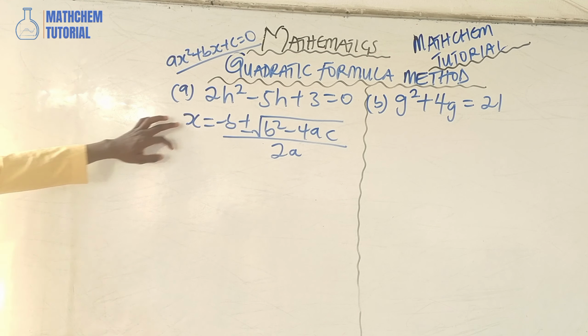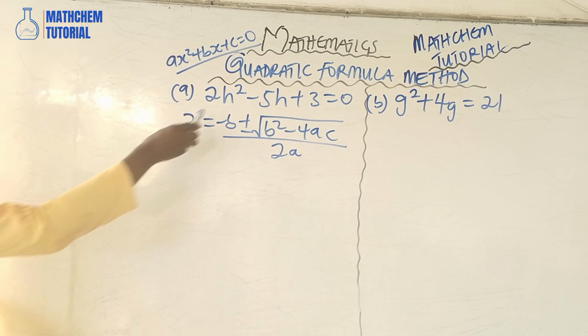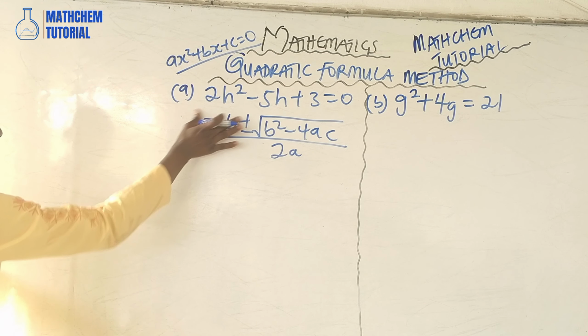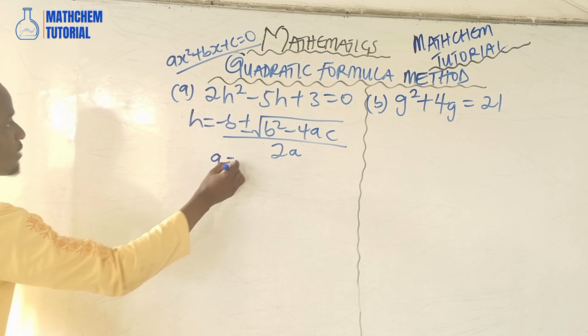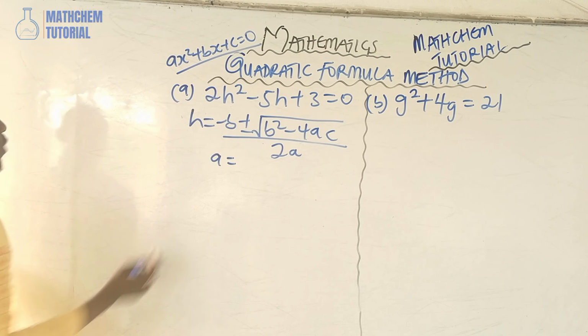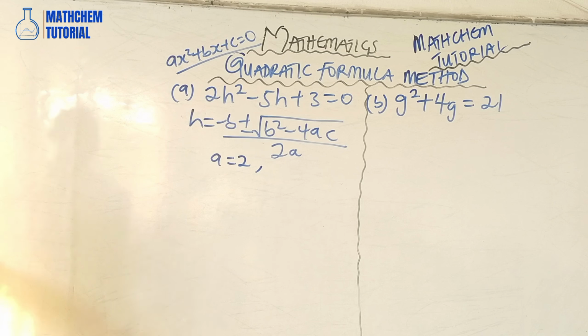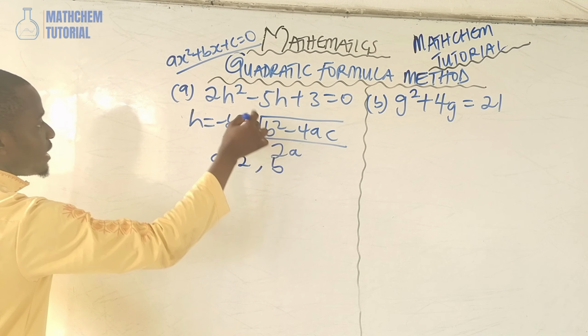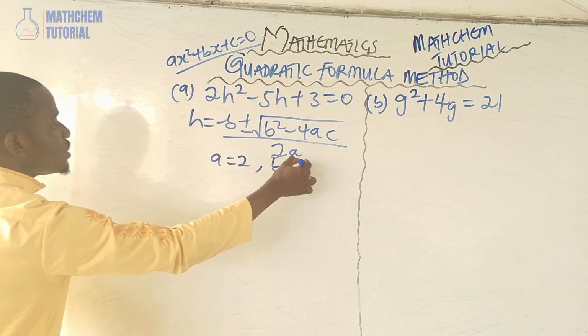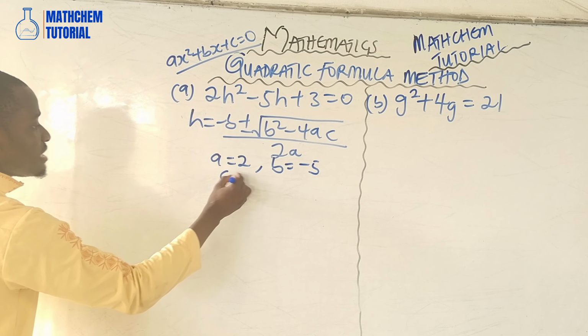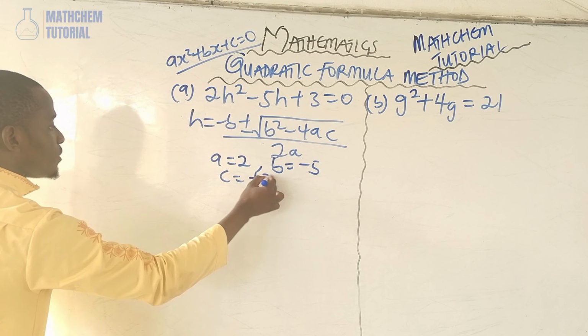But this x is the unknown we have here, and remember that the unknown we have here is h. So if I were you, I would rather clean this x and name it h. Now what do a, b and c represent? A represents the coefficient of h squared, which is 2. B represents the coefficient of h, which is minus 5. And c represents the constant, which is plus 3.